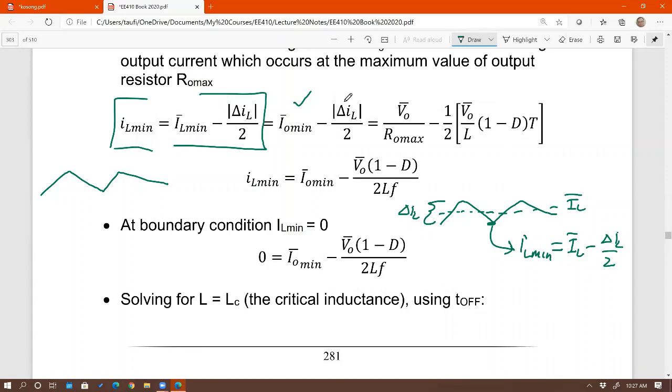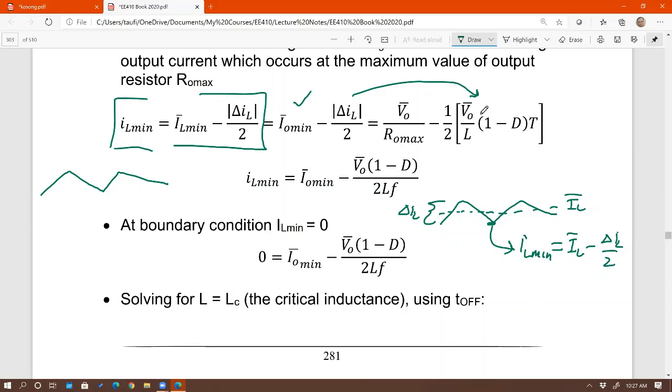You could get it from T off or T on. Remember the equation for delta IL for T on and T off. Which one do you think I'm using? I'm using the T on or T off equation for delta IL. I'm testing your analytical skill now. T off. T off, why? 1 minus D. Very good, very good.